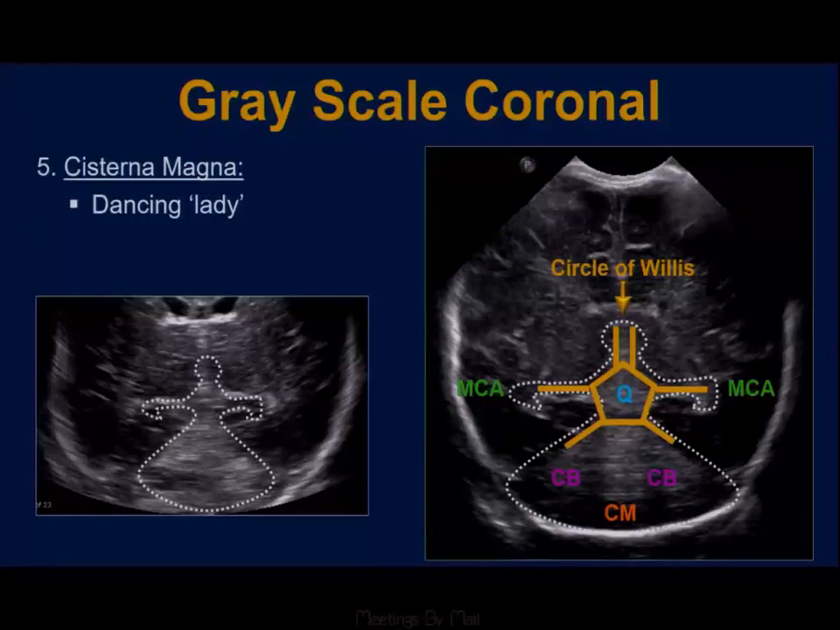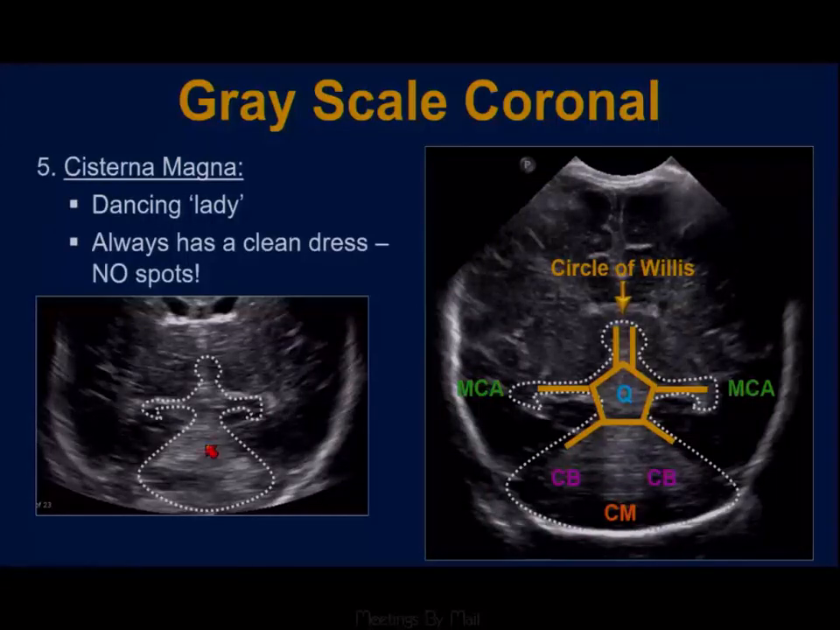And really, in this image, you should be catching your circle of Willis and your cerebellum all in one slice. And you should see this dancing lady that's depicted right here. And that's really that circle of Willis here, and then your cerebellum there. One thing that you should note is this cerebellum should always be relatively homogeneous. She should have a clean dress, no spots. And there you see a spot, and this turned out to be a cerebellar bleed on the subsequent MRI. So just be really aware of this area, because it's an area that's tough to make diagnoses, especially if you don't have an open mastoid fontanelle or you didn't happen to scan through it.